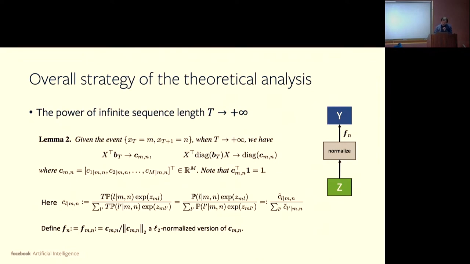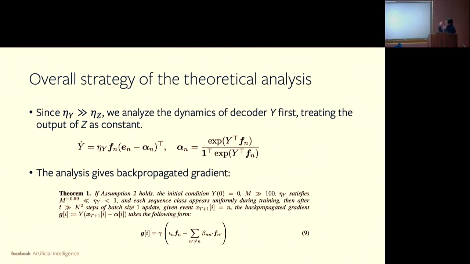Right, and here are some overall strategies for the theoretical analysis. If people are interested, here's a very simple strategy for how to prove that. First of all, we want to use the power of infinite sequence length to basically turn all the terms into statistical terms that include the probability distribution. That's the first step. And the second step, because we have the assumption that the learning rate of Y, which is the decoder, is much, much faster than the learning rate of Z, which is the self-attention matrix, then you can basically treat the self-attention matrix as a constant when you're analyzing the dynamics of the decoder.